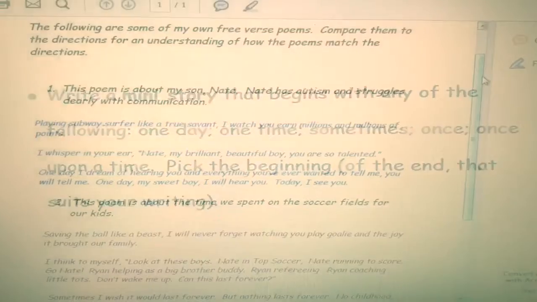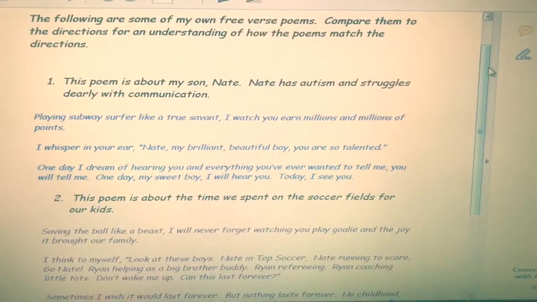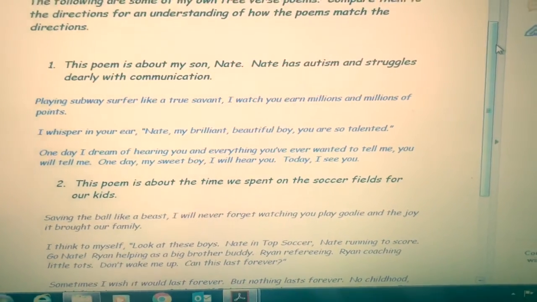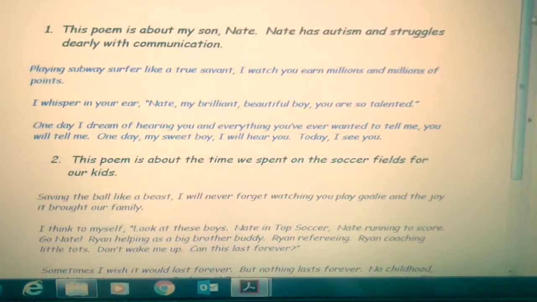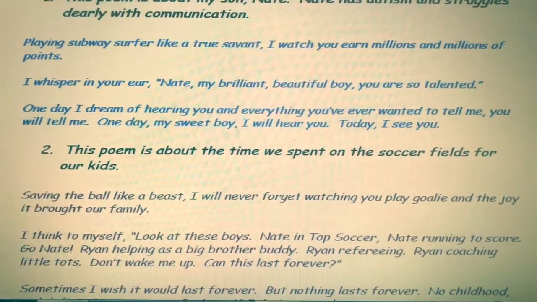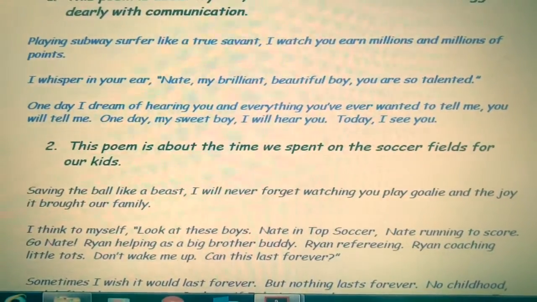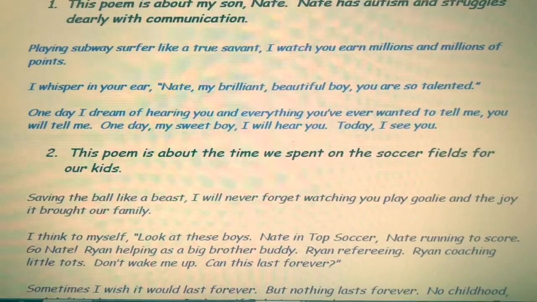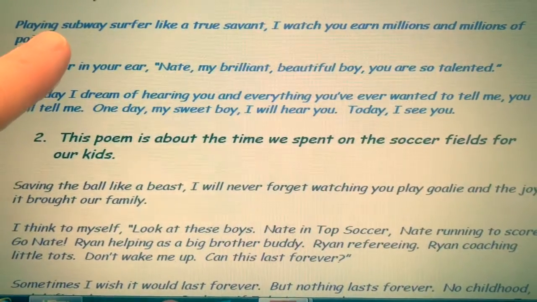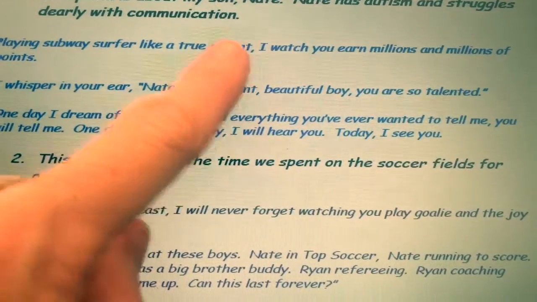Okay, here we go. Here are some examples of free verse poems that I've written following these parameters. Okay, the first poem, written in blue, is a poem about my son Nate. Nate has autism and struggles dearly with communication. So in that very first line, I write, playing Subway Surfer like a true savant, I watch you earn millions and millions of points. So the playing Subway Surfer is the flip-flop sentence. Look at that word in the very beginning that ends with ing. And playing Subway Surfer like a true savant is my simile.